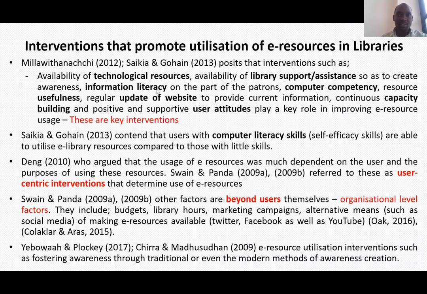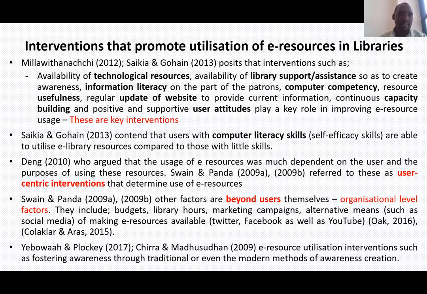Okay, then we have interventions that will be put forward to promote the usage of e-resources in academic libraries. We have Miller with Nachi 2012 and Saikia 2013, who said that the interventions include the following: technological resources need to be made available, availability of library support services, information literacy skills need to be improved, computer competency needs to be given to the users and the service providers, and resource usefulness needs to also be ensured, among others.